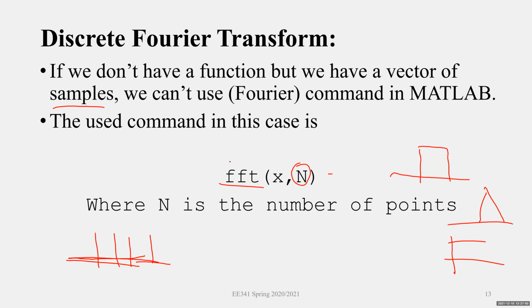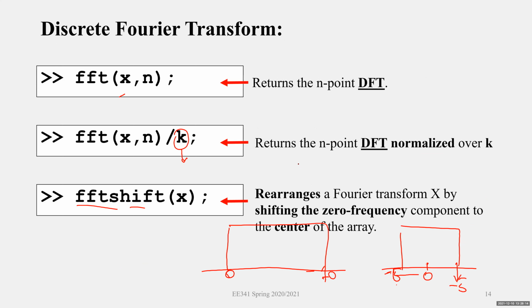Okay, now this command fft will give me the discrete Fourier transform of any time domain function, where n is the number of points. So here I have to define the number of points for my discrete Fourier transform. So what I will do is fft of xn, where n is the number of points. So how many points I want in my output, I will define that. And then here I will normalize it with k. This will return the n-point DFT normalized over k.